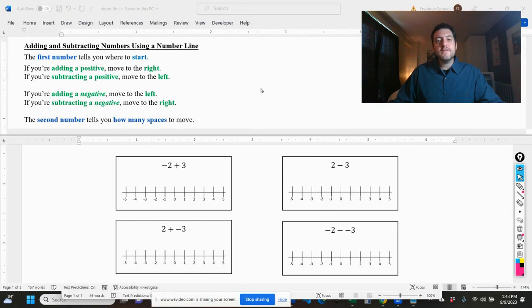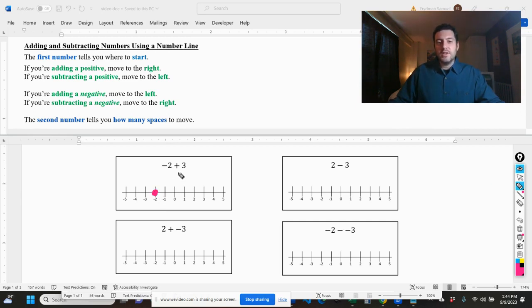Hi everybody, in this video we are going to talk about adding and subtracting numbers using a number line. The first number tells you where to start. So in this first example, the first number is -2, so we're going to start at -2. We'll just put a dot right there.